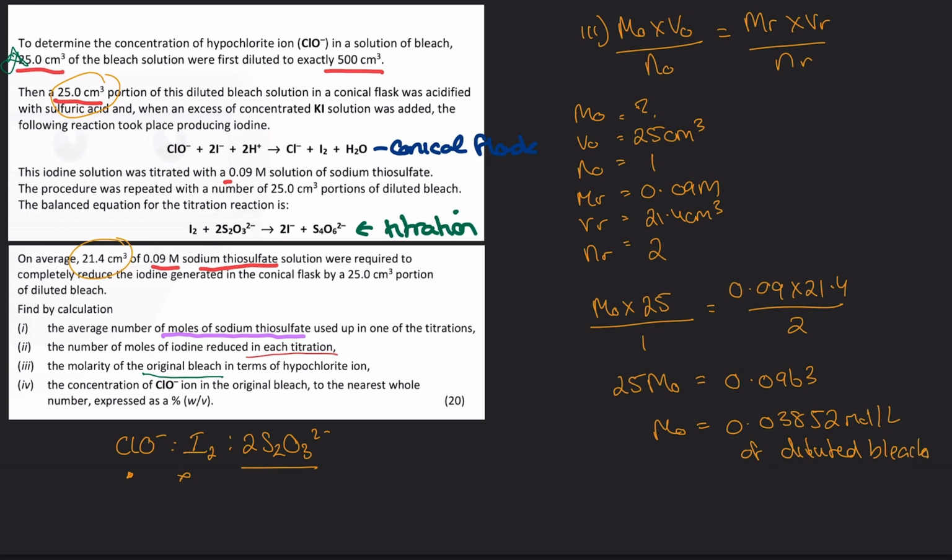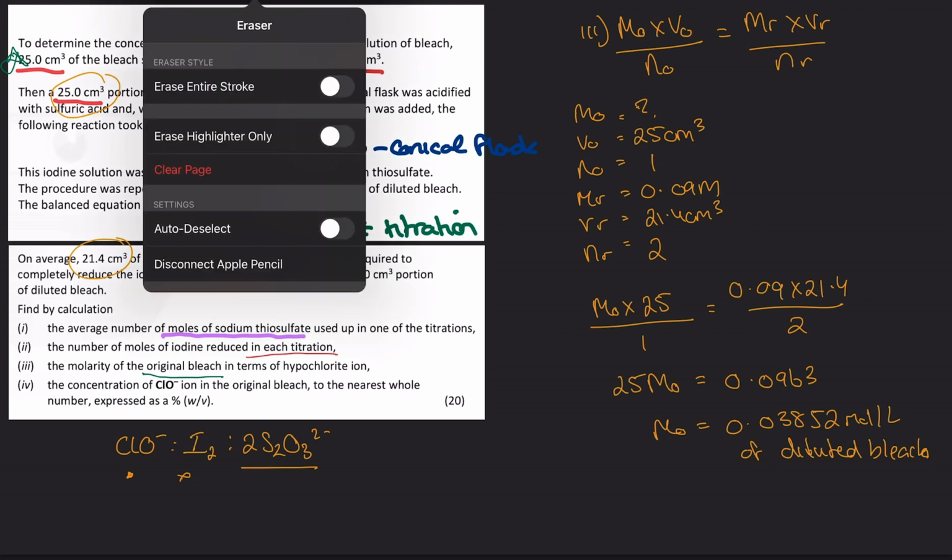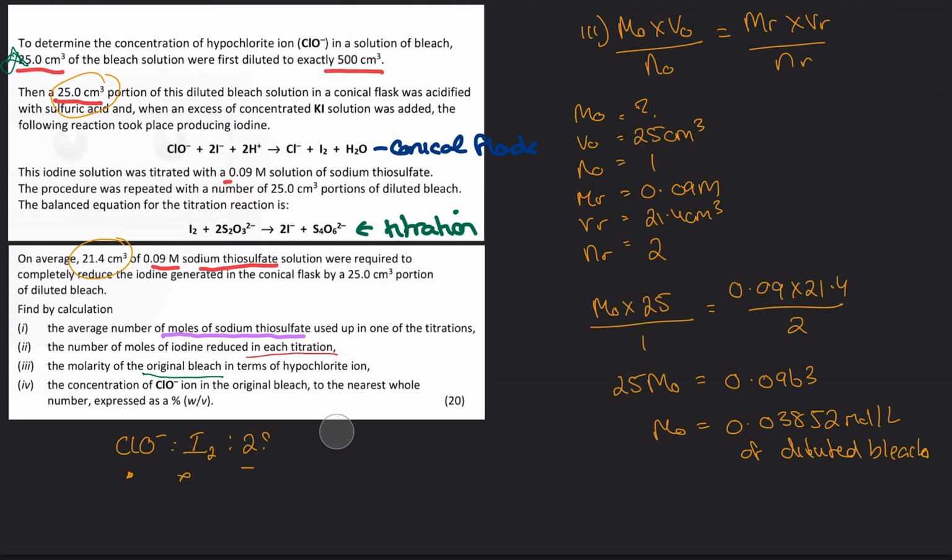Okay, so we have all that done. We've got the molarity of the oxidizing agent now. So I'm going to rub this out over here so I have a bit of space. And we're going to look at the dilution factor now. So up here it says that 25 centimeters cubed was diluted to 500.